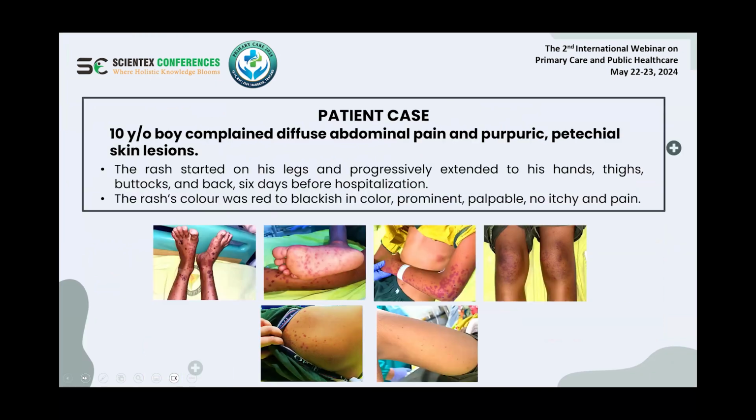So I will start with this case. This case is a 10-year-old boy who came to the emergency room complaining of diffuse abdominal pain with purpuric petechial skin lesions. The rash started on his legs and progressively extended to his hand, thigh, buttock, and back 6 days before hospitalization. The rash color was red to blackish with prominent, palpable lesions, not itchy, and not painful.